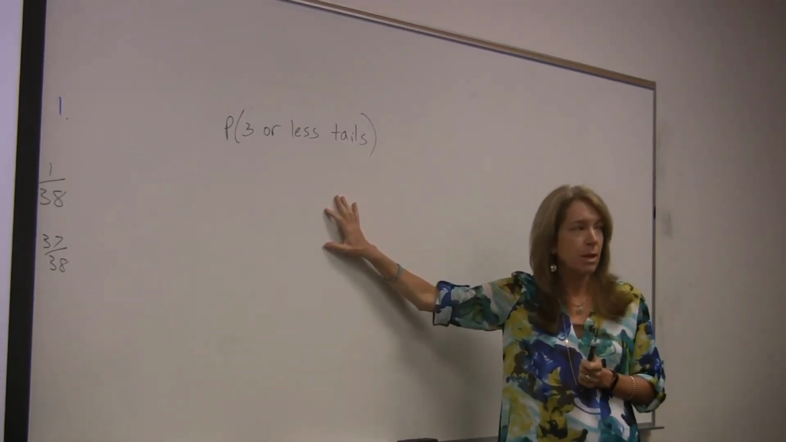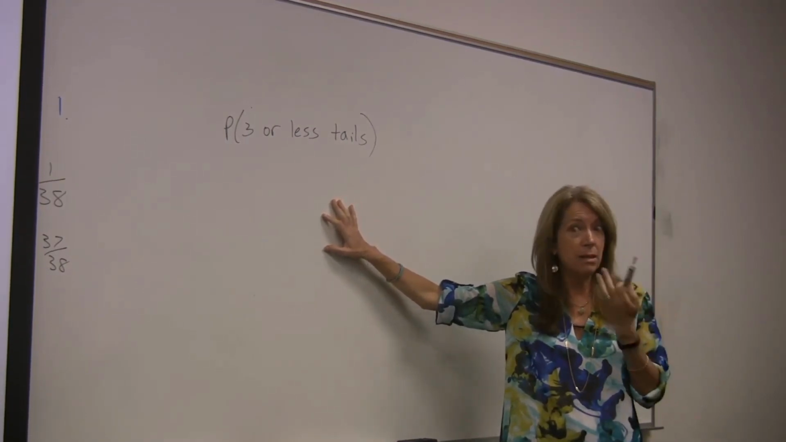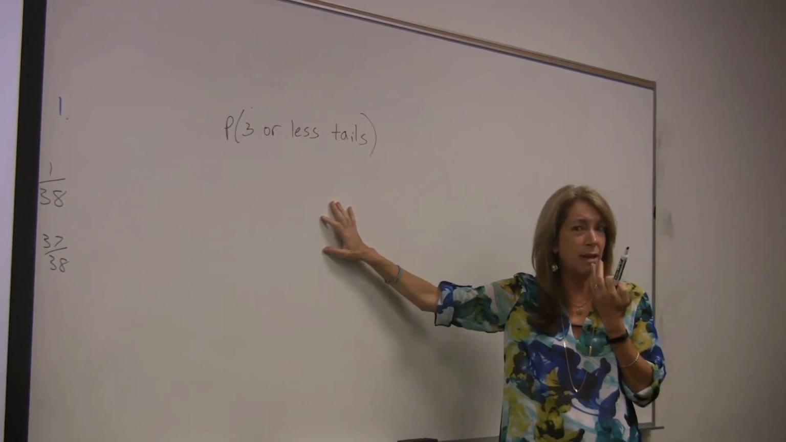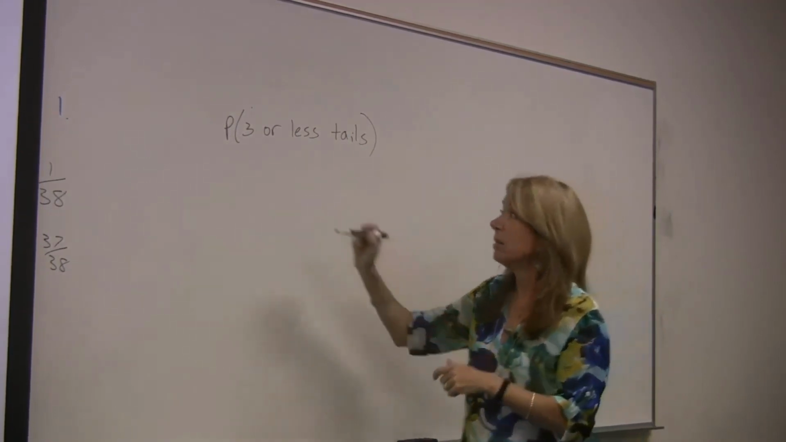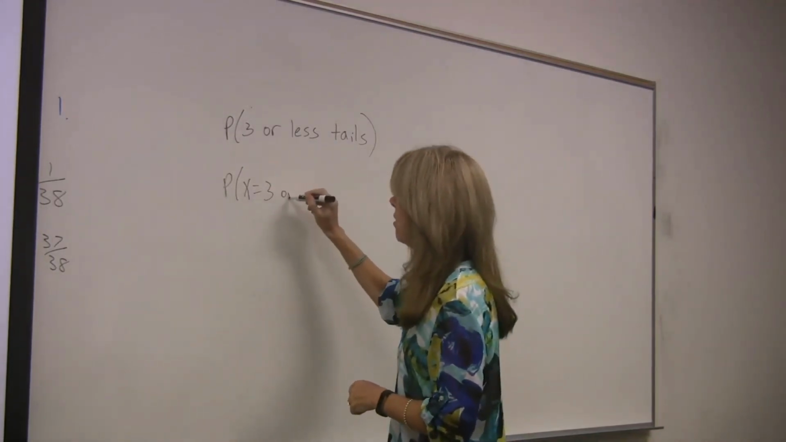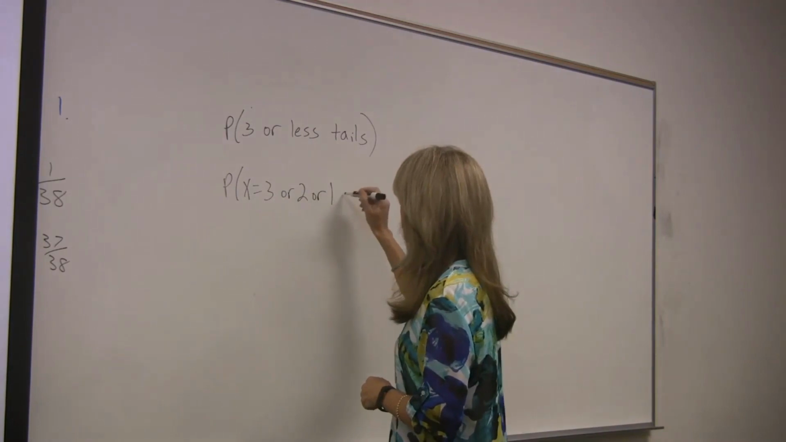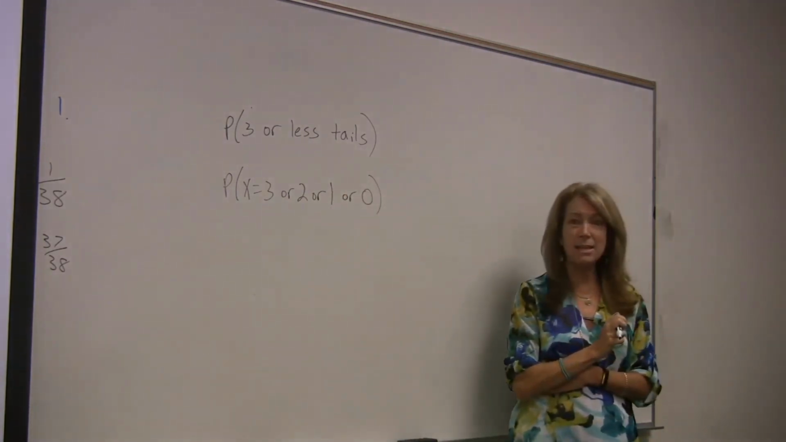3 or less. So what does that mean? How many tails would I get? 3 or 2 or 1 or 0. So we use the explanation. 3 or 2 or 1 or 0, right? That's really what I'm asking?